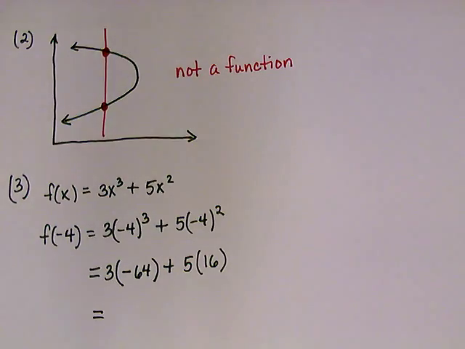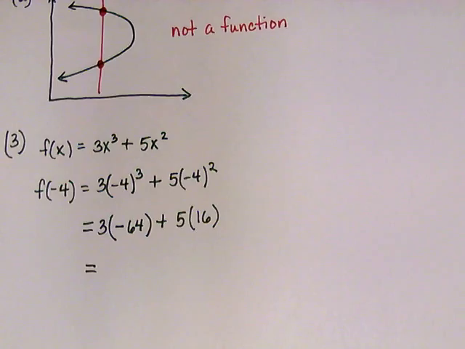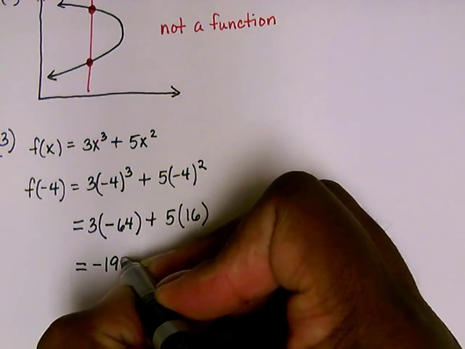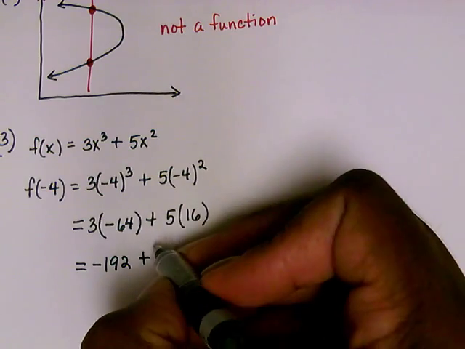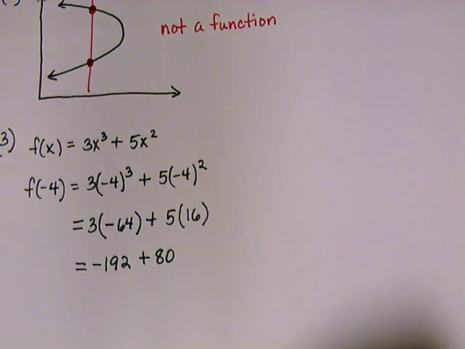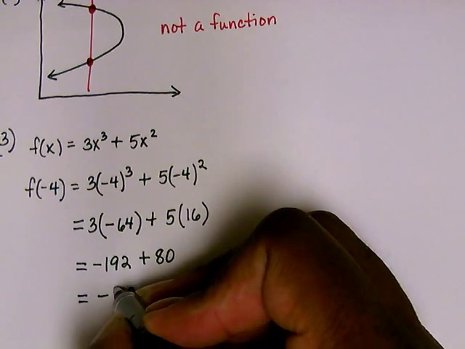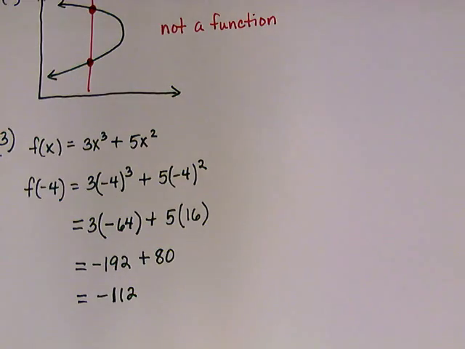And then we simplify some more. 3 times a negative 64 will be a negative 192. Plus 5 times 16, that's going to be 80. And then negative 192 plus 80 will be a negative 112. So the value of that function at x equal negative 4 would be a negative 112.